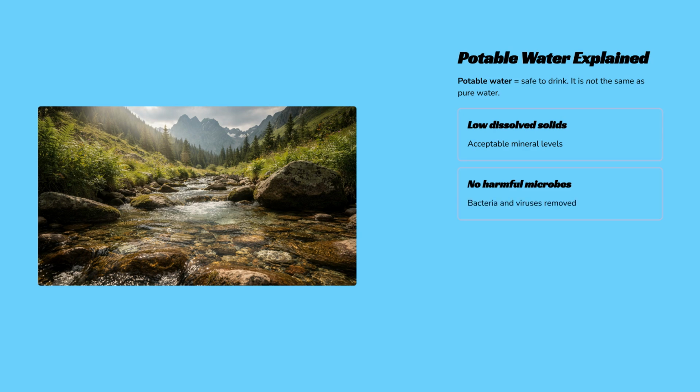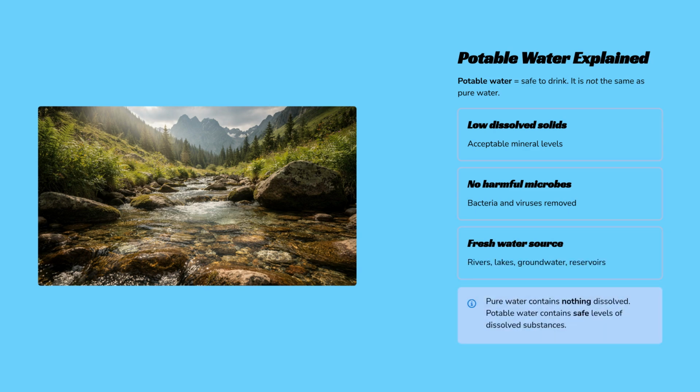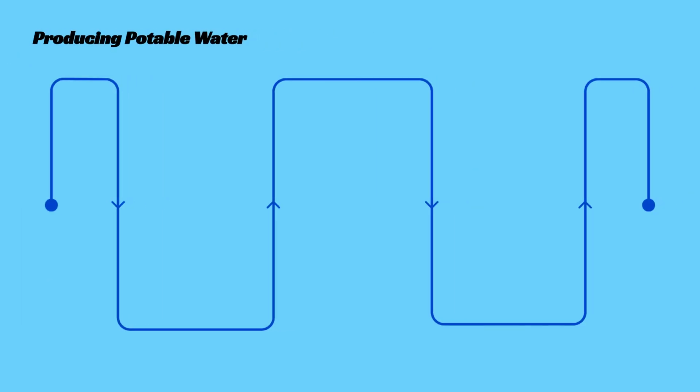The fresh water source can be rivers, lakes, groundwater, or reservoirs. Remember, pure water contains nothing dissolved, while potable water contains safe levels of dissolved substances. The process for producing potable water includes three main steps.